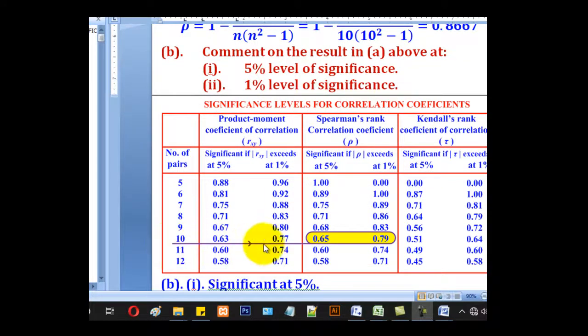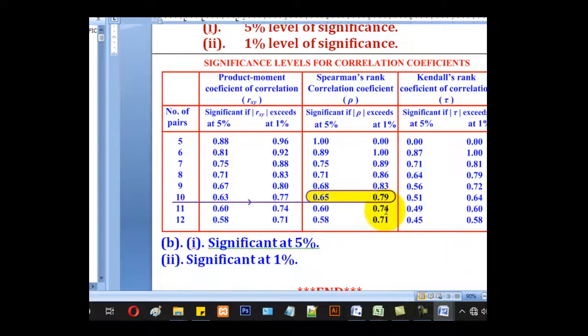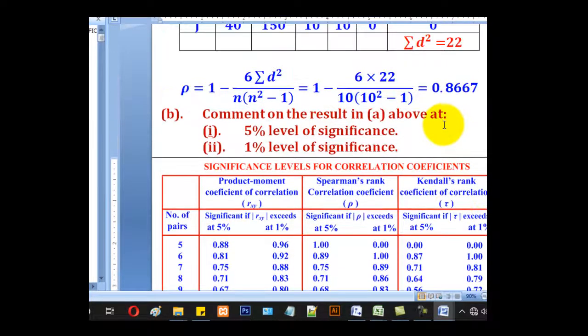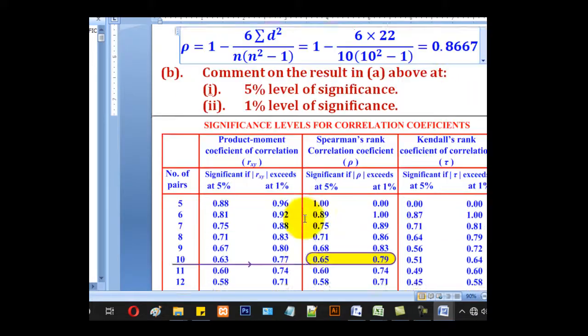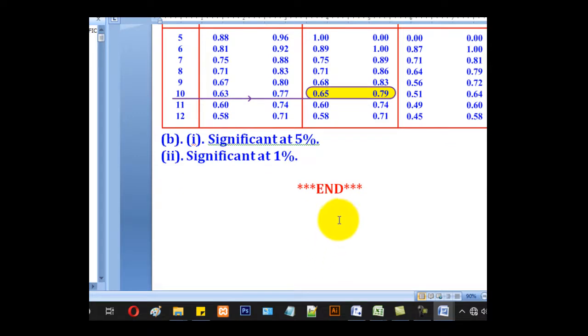For part (ii), we shall still do the same. Come to this pair of 10, look for the corresponding standard value at 1%. That value is 0.79. We compare it with the calculated value, which is 0.8667. In this case, the calculated value is still greater than the standard value. Therefore, the comment will be significant at 1%. If the standard value was greater than the calculated value, then the comment would have been insignificant at 1%. So that marks the end of our lesson.